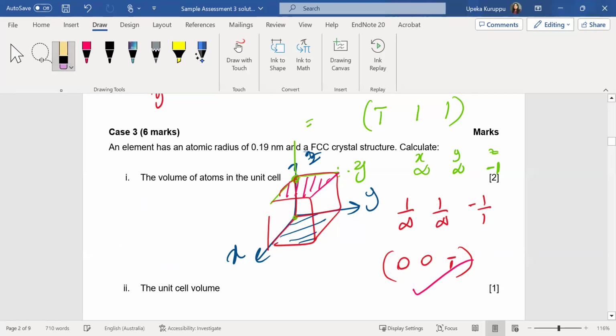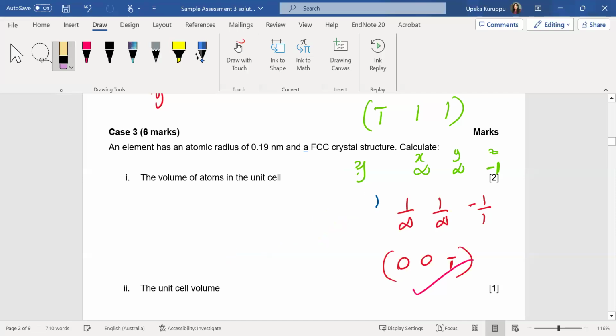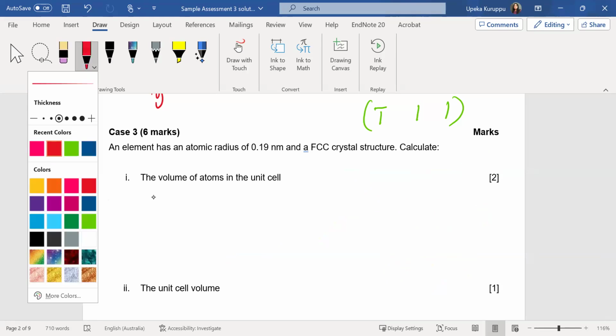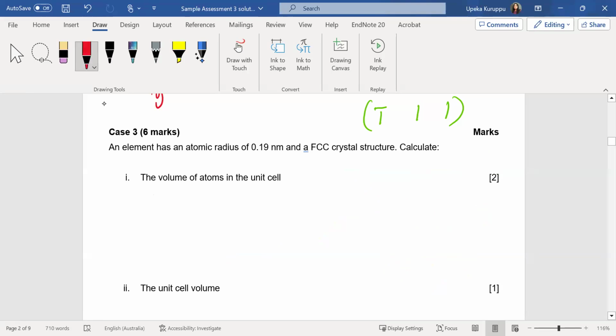This question was not in your sample. I just took it to explain to you. And this is all cubes, and you should know how to do it in hexagons as well. We already did that. Okay, so let's move to the third question, third case.